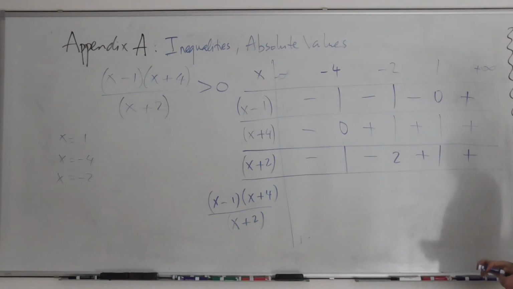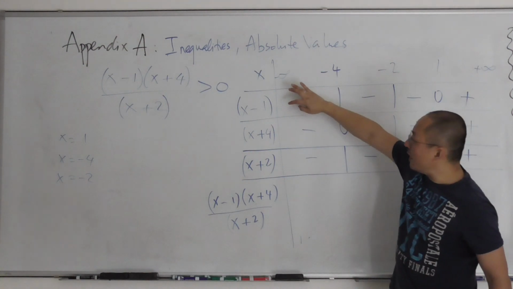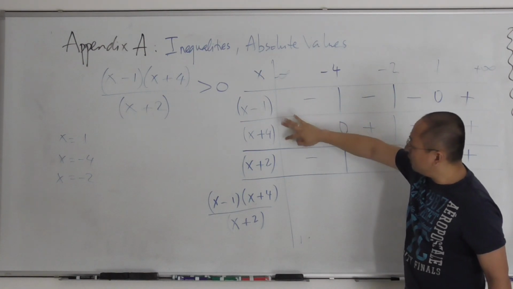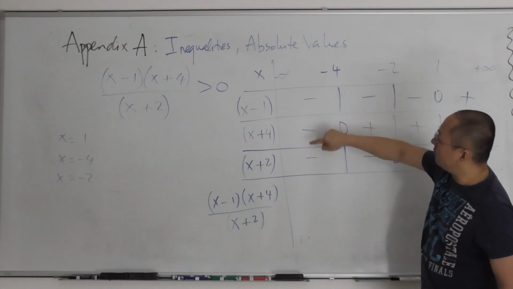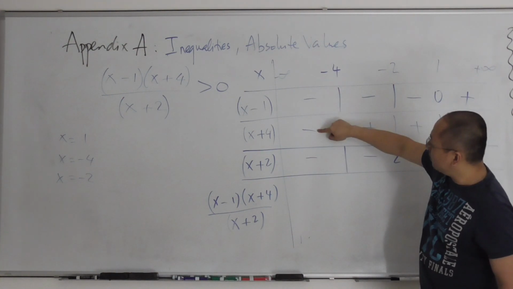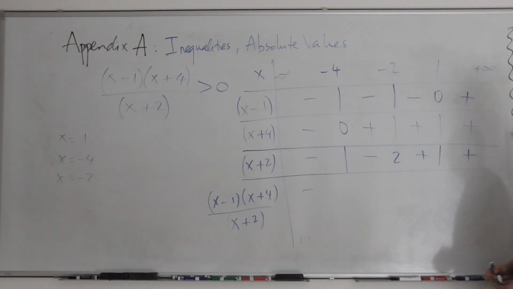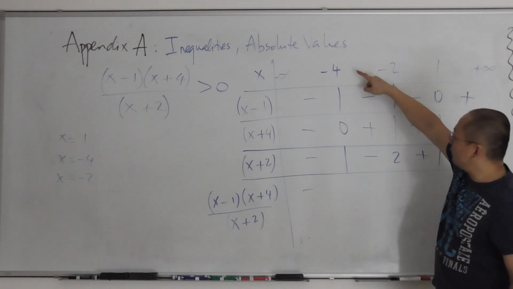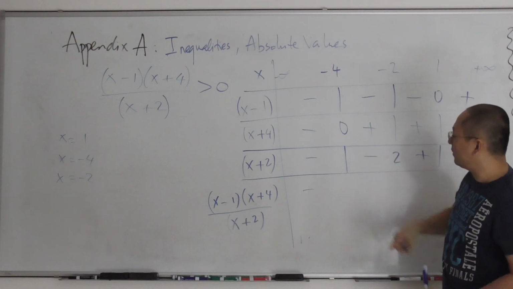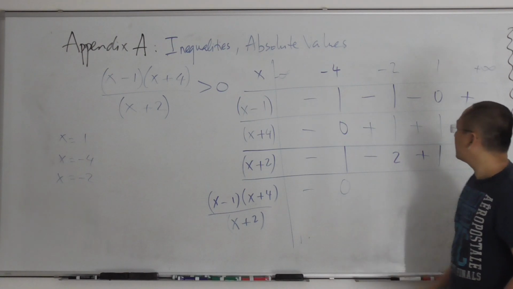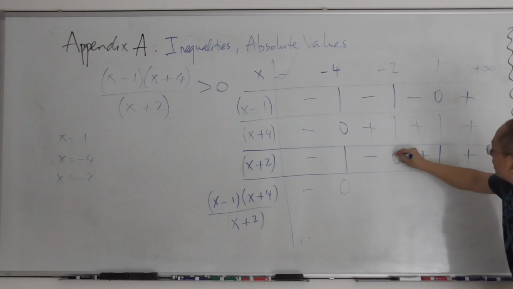So, using the table, when the value of x is less than negative 4, the first factor is negative, the second factor is negative, the third factor is negative. What do we do? Negative times negative divided by negative. Negative times negative is positive, divided by negative is negative. Okay? X equal to negative 4. We have something times 0, which is 0, divided by something. 0 divided by something is 0. Oh, I was wrong. This is going to be 0 right here. Apologize.